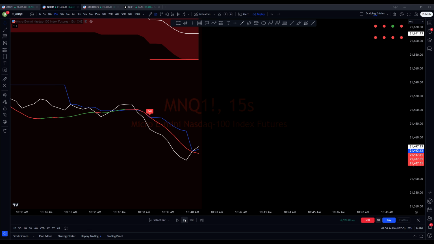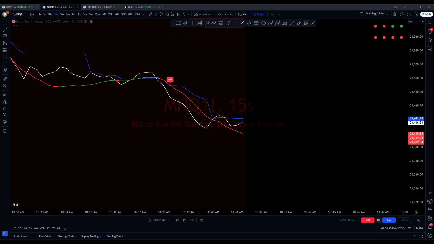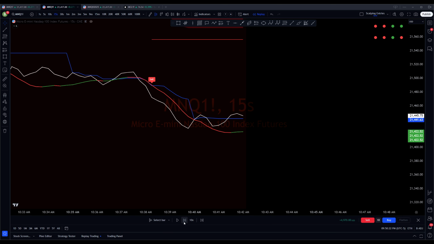And see how mechanical this gets? This gets super mechanical, makes it super easy. You don't want to take this trade because this line is not above. We want it to be above. All right?